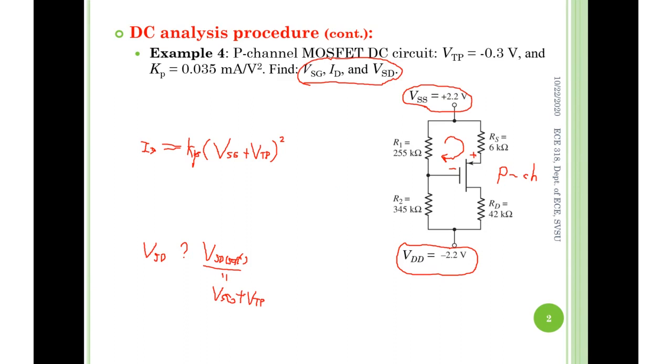I will present the solution around 16, 17.